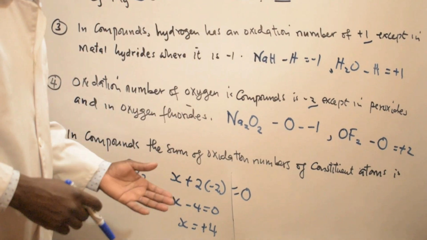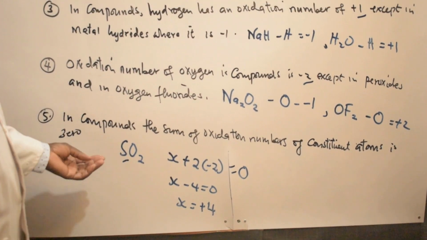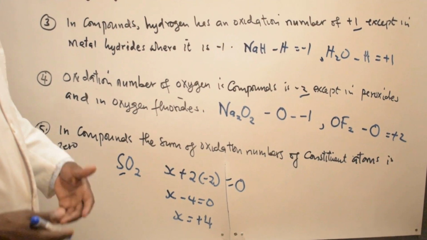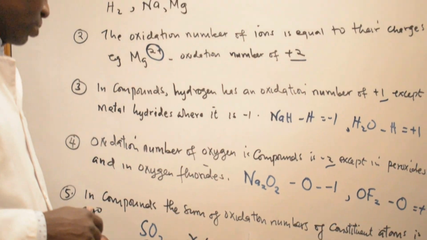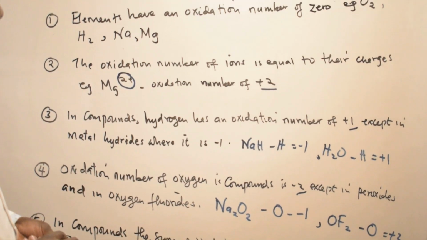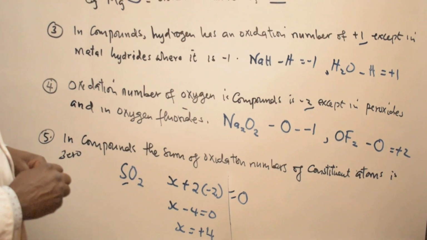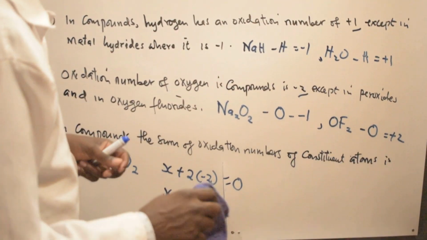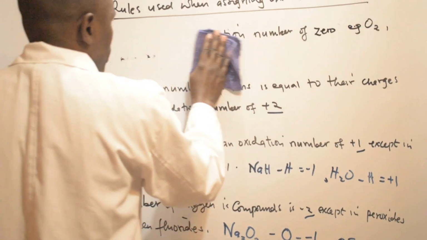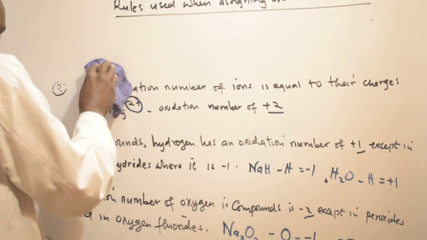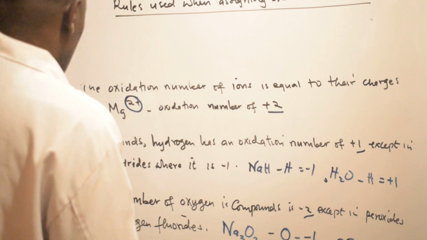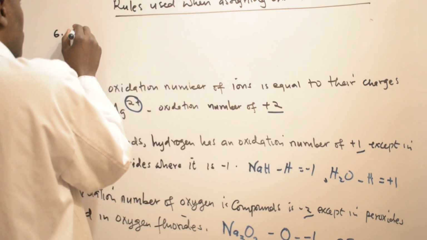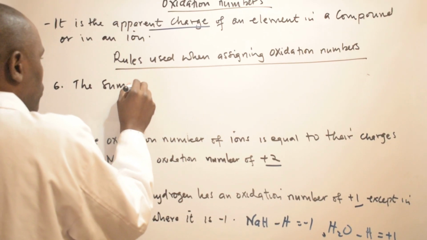Now, these rules, as you can see, can help us to find the oxidation numbers of elements which may have more than one oxidation number, for example sulfur, as you've just seen. Having said this, maybe we can also talk about one other rule, and this is rule number 6: the sum of oxidation numbers.